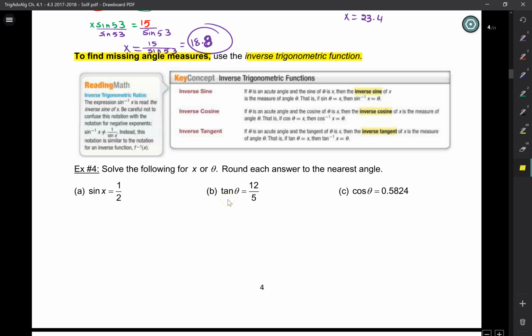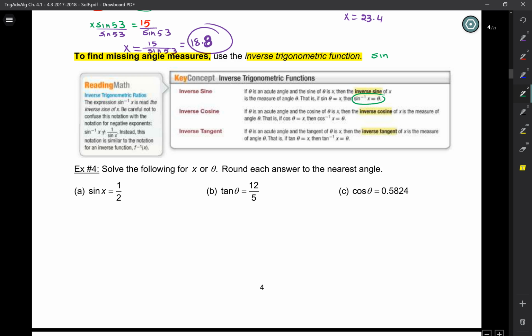All right, so to find a missing angle, we're going to use an inverse trig function. What does an inverse trig function look like? Well, this is an inverse trig function.